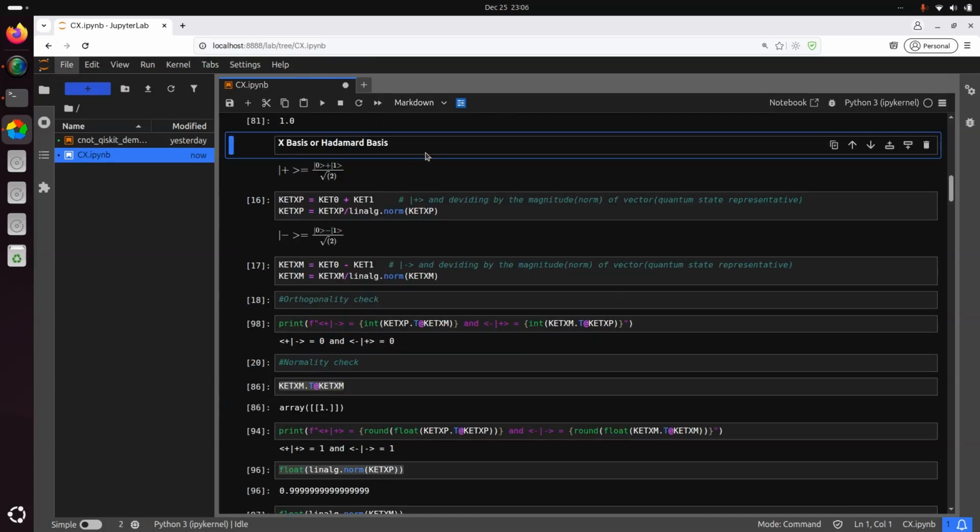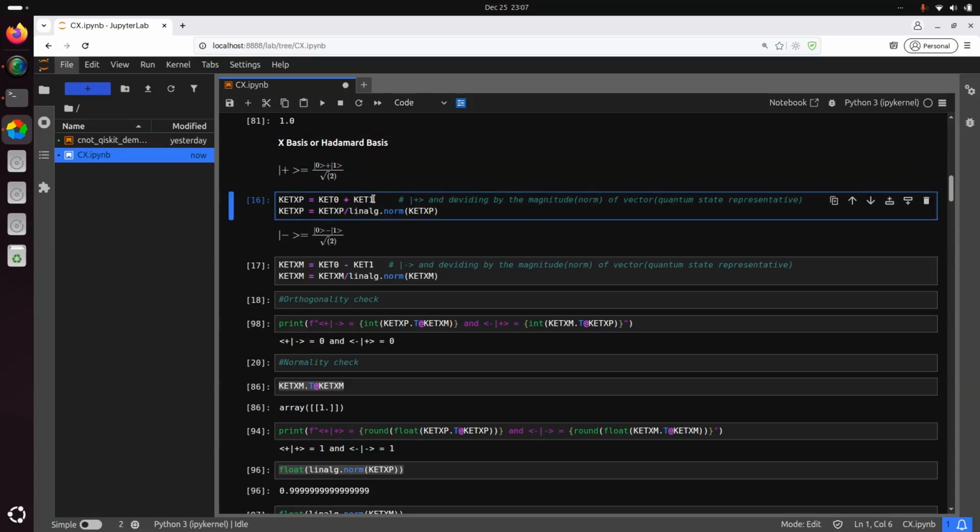And now the X basis. So there are two again, ket plus and ket minus. Ket plus is defined as a linear combination of state ket0 and ket1 over square root of 2, and ket minus is defined by ket0 minus ket1 over square root of 2. So the difference is that there is a relative phase between the two states. Ket xp is defined in this way by dividing with the magnitude of both the vectors, and ket xm in this fashion.